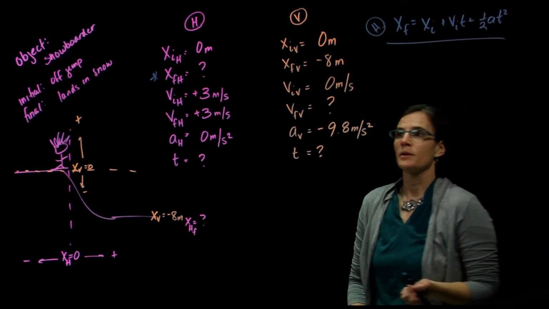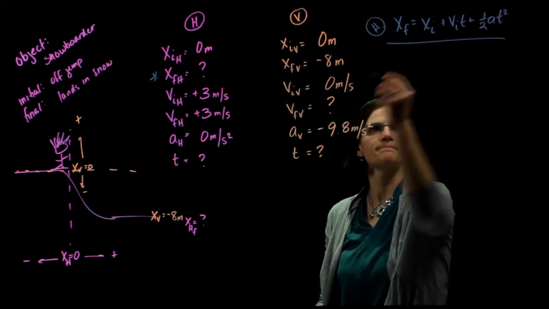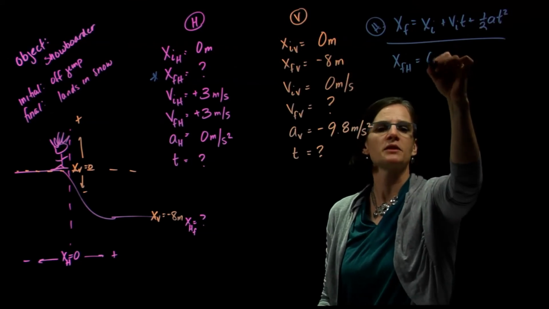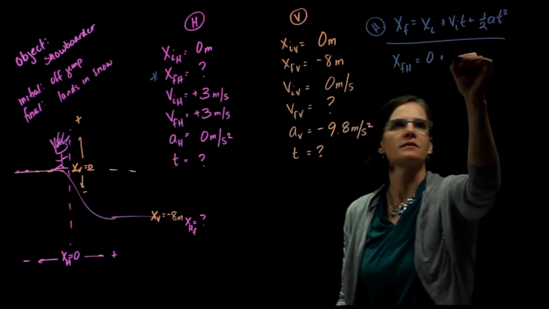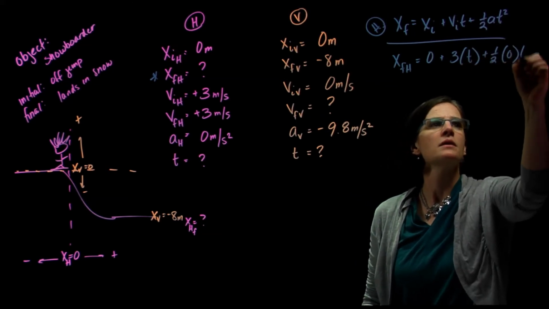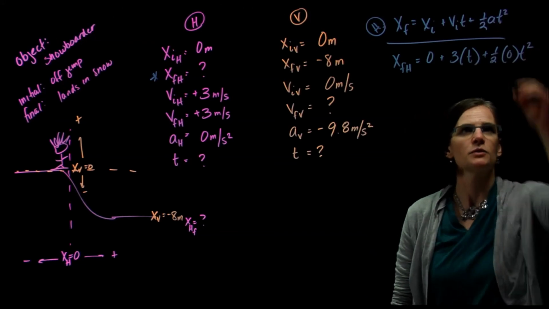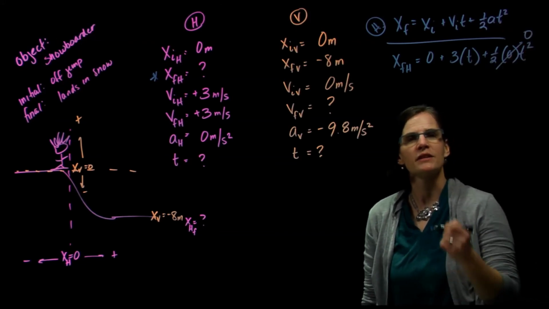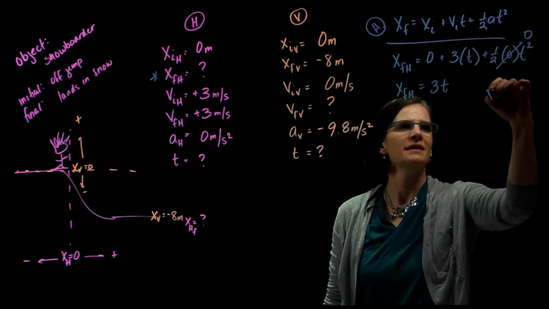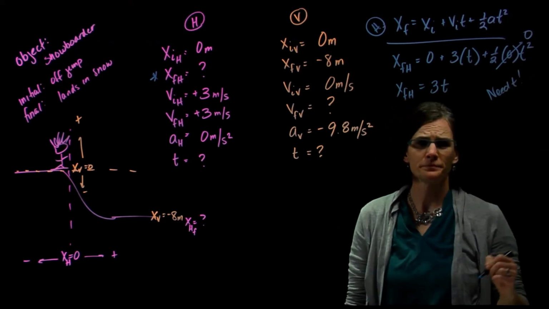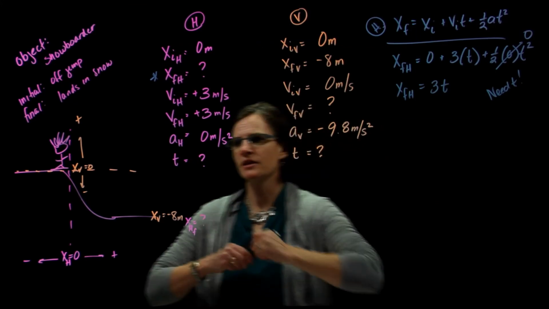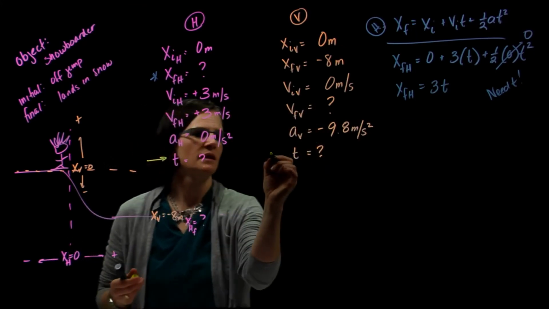So let's put in our variables. Our final horizontal position, we don't know, so that remains a variable. Our initial horizontal position is 0. Our initial horizontal velocity is 3. We don't know our time, plus 1/2 0 times our time squared. As usual, anything that's multiplied by 0 is just going to go away. And if I simplify this equation, I end up realizing that I need time. Okay, well, time then becomes a variable of interest. Time is now something I care about.